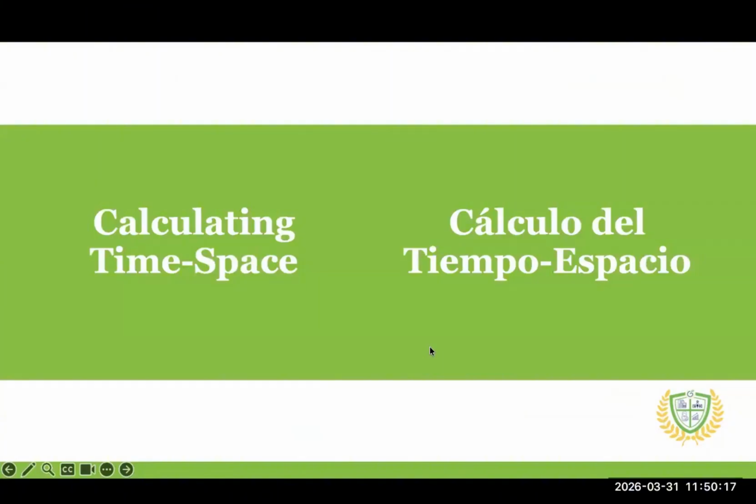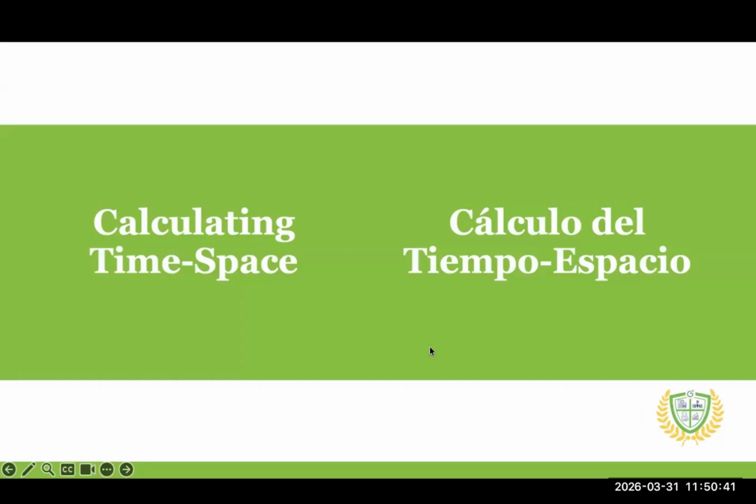Now, let's talk about calculating time space. So now we understand the types of spaces. Let's now walk through the process of calculating your time space. We will break it down into manageable steps.